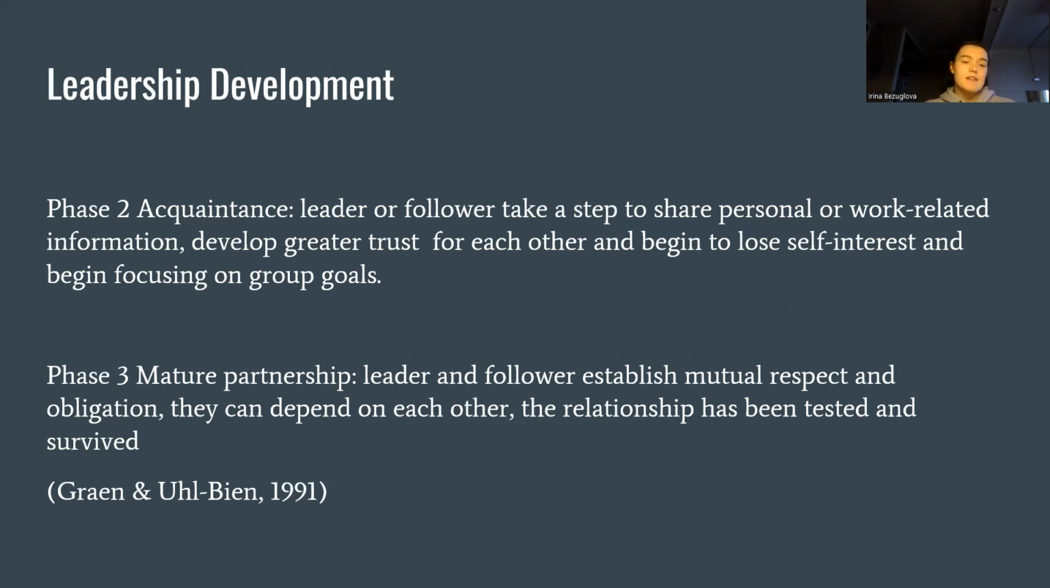And then the third phase is when a mature partnership kind of forms between a leader and a follower, and that is when they establish a mutual respect and obligation so they can depend on each other and the relationship has been tested and survived. So that is when you've been performing your job for quite a while, so you already are familiar with everyone at your job, and you have certain expectations, or you're kind of eager to go back to work because you want to see the people that you've had fun with or that you enjoyed working with.